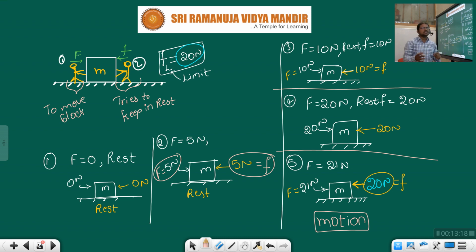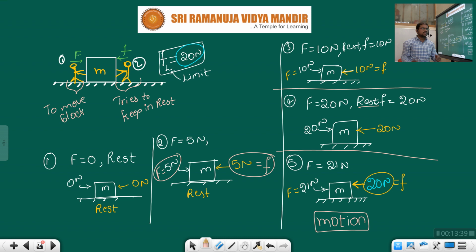Now the first person increased his force to 20 newtons. The second person also increased his force to 20 newtons. Why will he increase, children? Because the block should be in rest condition, so he increased to 20 newtons. 20 newtons, 20 newtons, both are balanced, so again the block will be in rest condition.